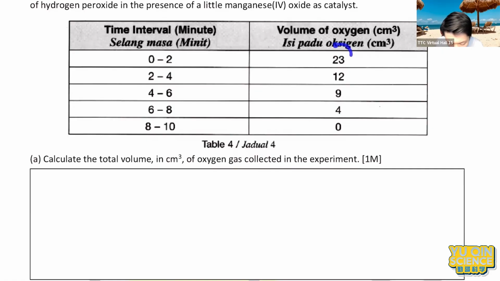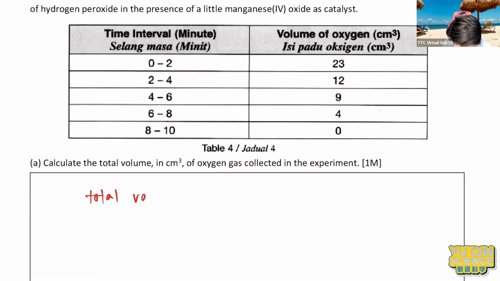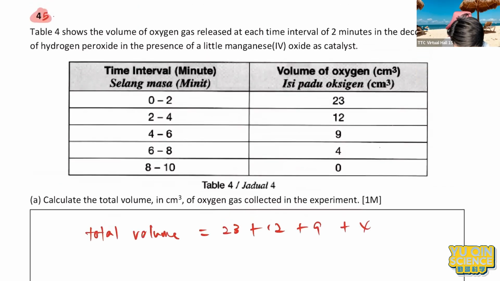So first 2 minutes is 23 cm cube. Next 2 minutes is 12. Every 2 minutes, that's the amount of gas released. So we just add up. Okay, so total volume equals 23 plus 12 plus 9 plus 4 plus 0. No need.